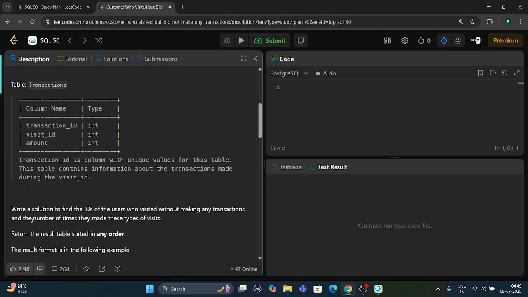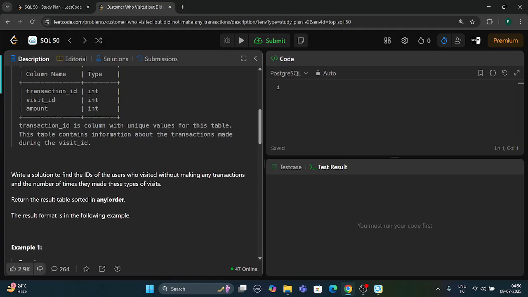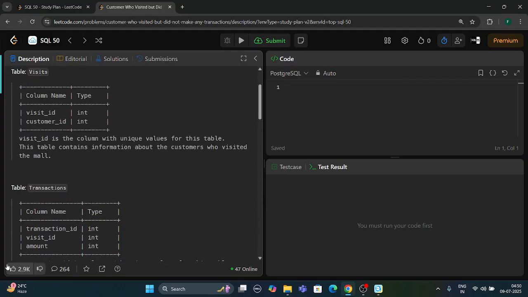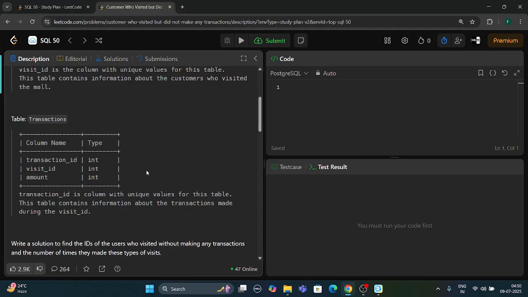So let's continue. We are asked to write a solution to find the IDs of the users who visited without making any transactions and the number of times they made these types of visits. Return the result table sorted in any order. Now if you look at these two tables, the transaction table in particular, it contains the transactions that are made during the visit, right? But we have been asked to find the IDs of those users who have not made any transactions, right? So let's look at this a little more in detail.